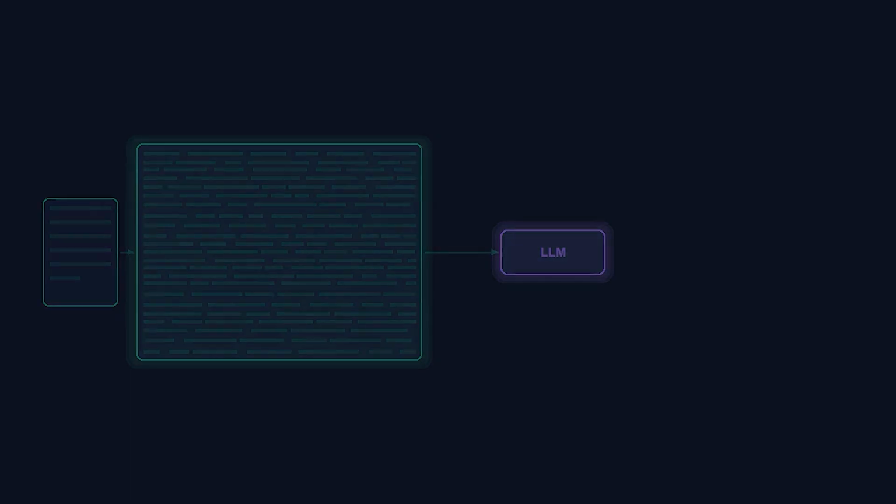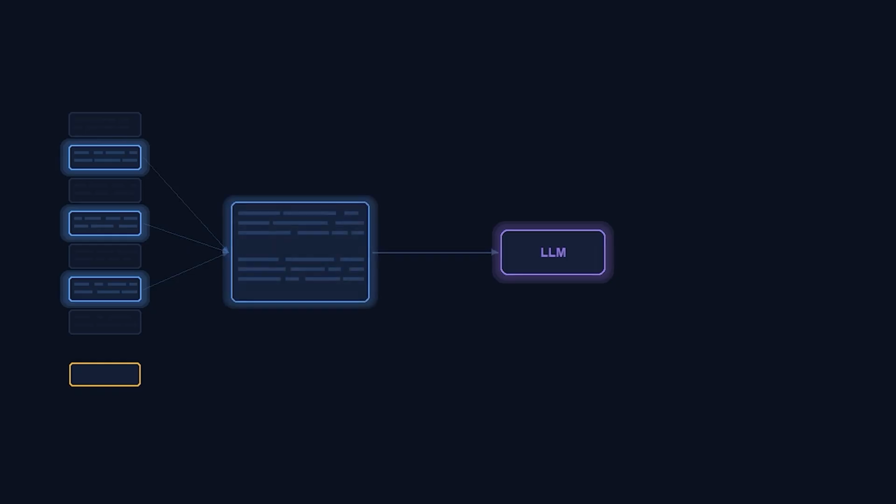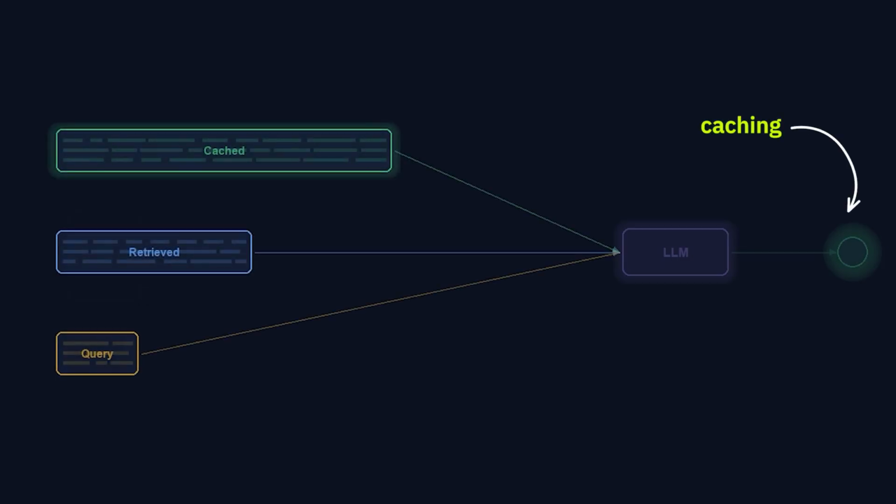A retrieval system works differently. It first searches for the sections with the most relevant data to the question that a user has asked, and then it sends only those sections to the model. Now, the model receives less context, and the context is more focused. Caching reduces the cost of repeated tokens, but retrieval reduces the number of tokens you send.